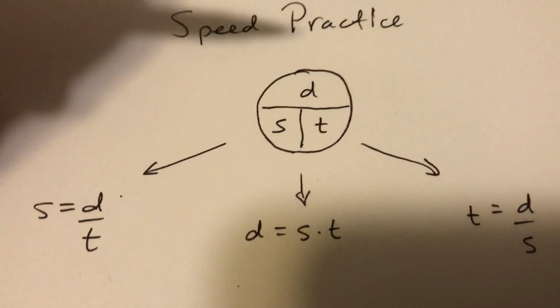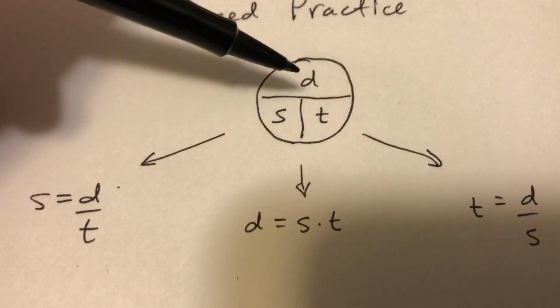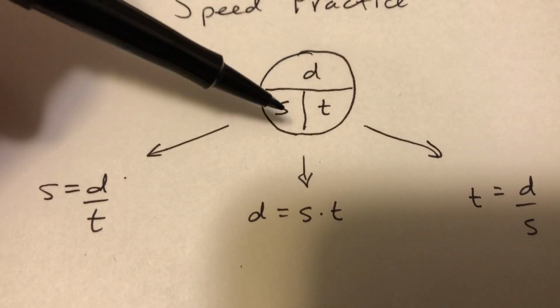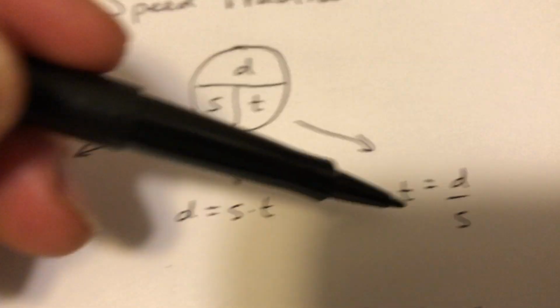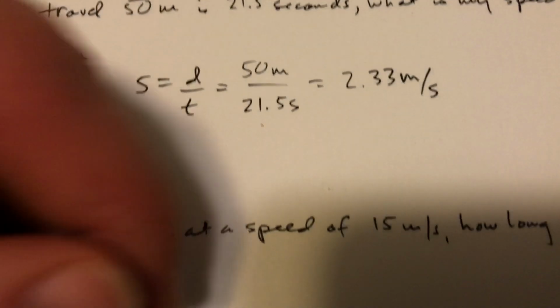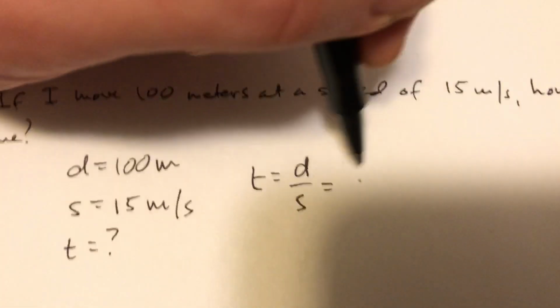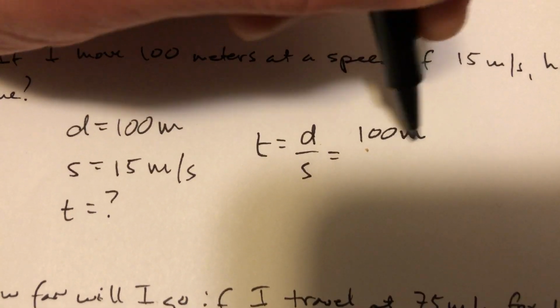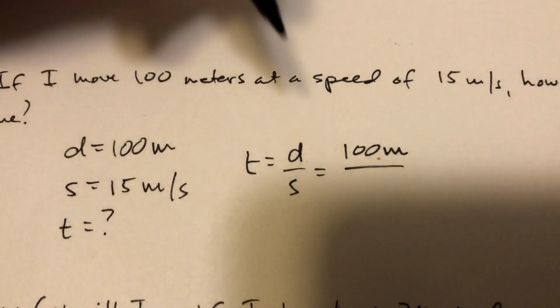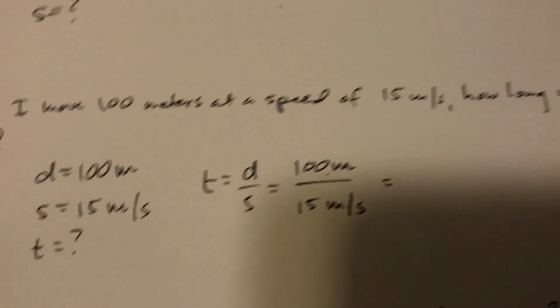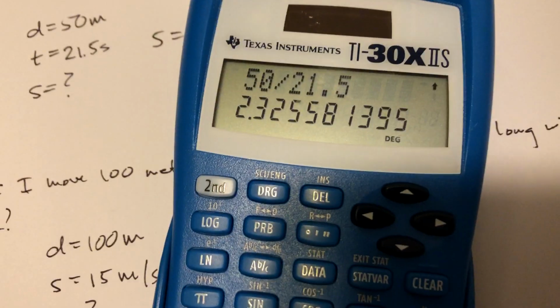So come back up here to my equation. I want time, and I have d and s. Well, if d is on top of s, that's the same thing as saying distance divided by speed. Sure enough, I already wrote that down right here, so let's write that down again. T equals d over s. And so we're going to put in 100 meters over 15 meters per second. And once again, I'm going to have to calculate this.